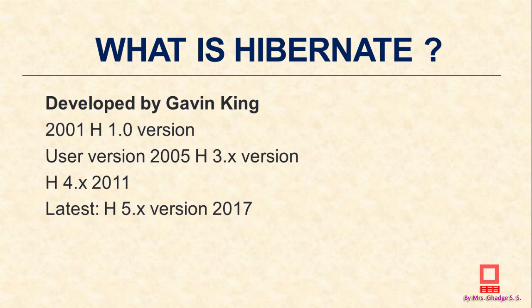Basically, Hibernate was developed by Gavin King. Its first version is Hibernate 1.0, which was released in 2001. Then in 2005 the Hibernate 3.x version was released. 3.x means it may be 3.0, 3.1, 3.2, like this. Then in 2011 the Hibernate 4.x version was released. Now the latest version is Hibernate 5.x. The initial version of Hibernate 5.x was released in 2017, and till now we are using Hibernate 5.x. There are many versions like 5.1, 5.2, 5.3 available today, and the updates of these versions are also available.